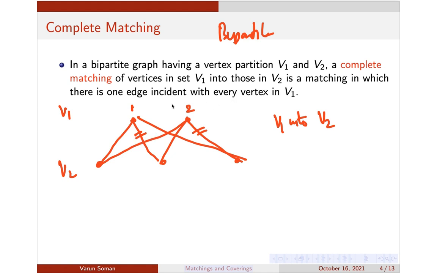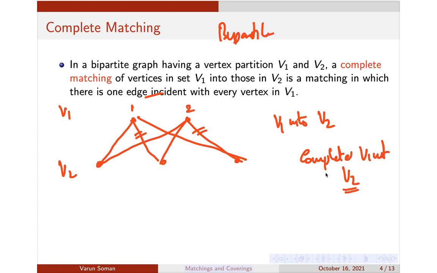So in other words, I can say that in a complete matching, every vertex in V1 is incident with some edge. Such a matching is called a complete matching. Remember, this matching is defined with respect to V1. So a complete matching from V1 into V2 is a collection of edges which is incident with every vertex of this V1. So a subset of edges which is incident with every vertex of V1 is called a complete matching from V1 into V2.